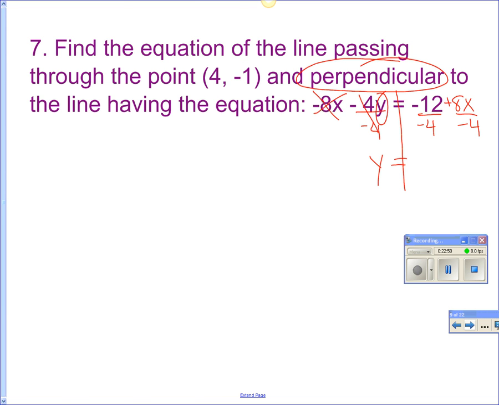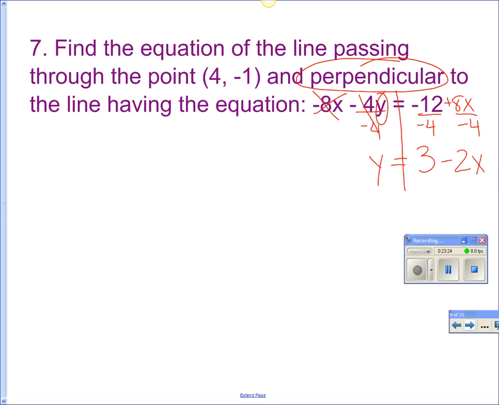So I get y equals, I'm going to go ahead and finish this one out because I know that some of that stuff will reduce because it's all even. Negative 12 over negative 4. Positive 3, good. Positive 8 over negative 4 X. Okay.